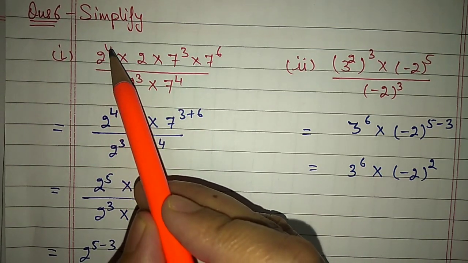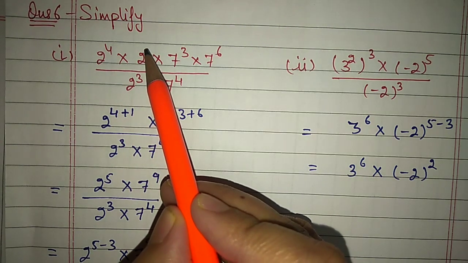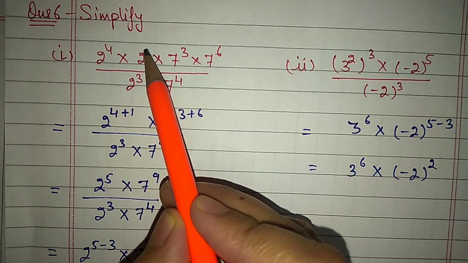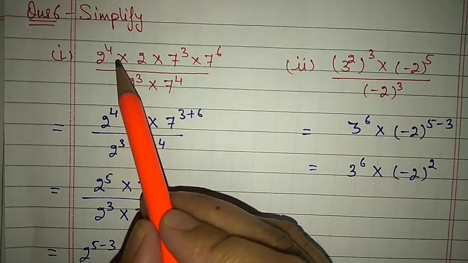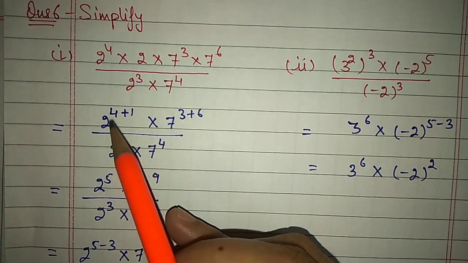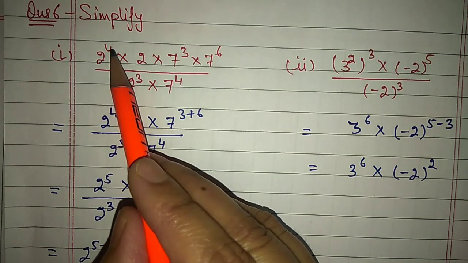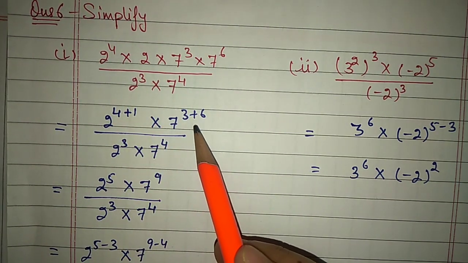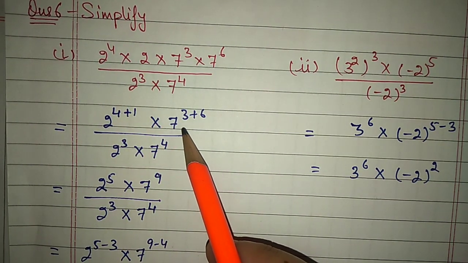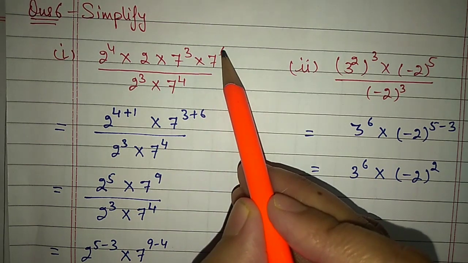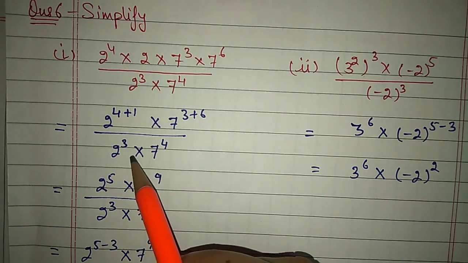We have 2 to the power 4 and 2 to the power 1. If power is not mentioned, it means it is 1. Multiplication symbol is there, it means we have to add the powers. So for the same base we do this. So 2 to the power 4 plus 1. Same thing for 7: 7 to the power 3 plus 6. And the denominator will be as it is.